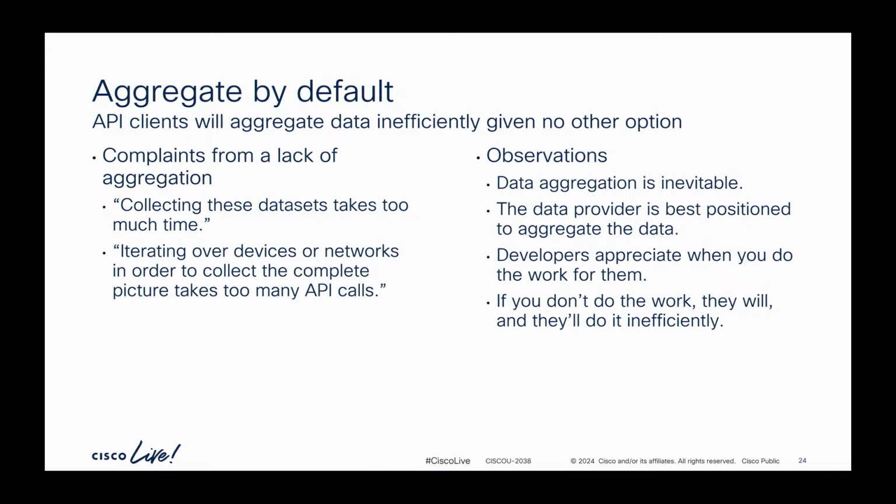And so that's what we mean by aggregation. If someone's having an issue with this, they're going to say, it's taking way too much time to do this. I have to do 100,000 devices to get to that set of data. I don't want to iterate over all of that. I don't want to iterate over the networks. I don't want to have to do that. And we know that the data aggregation is inevitable. People will do it because they have use cases that depend on it. So make their lives easier. Do the work for them.